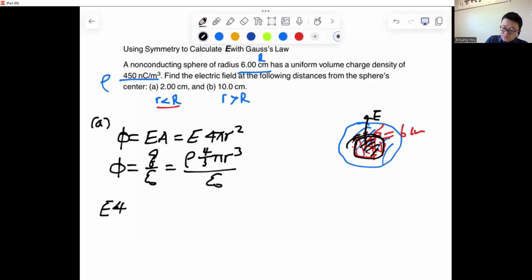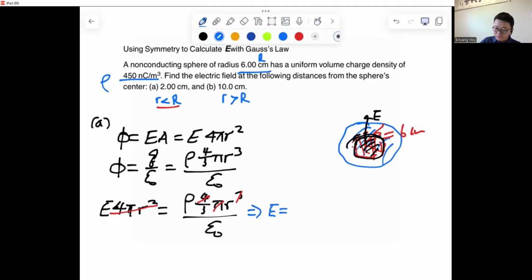We set E times 4 pi r squared equal to rho times 4 over 3 pi r cubed over epsilon naught. And then there's cancellation here. 4 pi r squared will cancel with 4 pi r cubed, the square will be canceled, and you'll just be left with r here. So this will tell you the E field is equal to just rho times r over 3 epsilon naught.